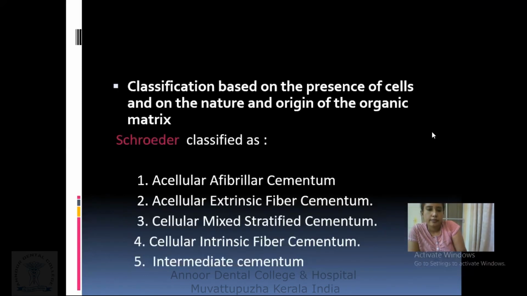So what is that? Classification based on the presence of cells and the nature and the origin of organic matrix is classified into 5 types: acellular afibrillar cementum, acellular extrinsic fiber cementum, cellular mixed stratified cementum, cellular intrinsic fiber cementum, and intermediate cementum.